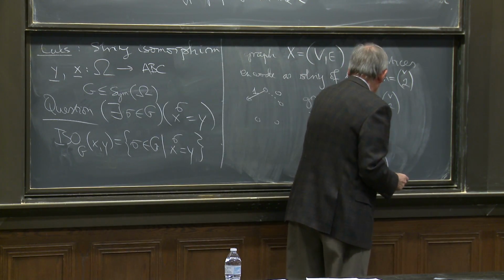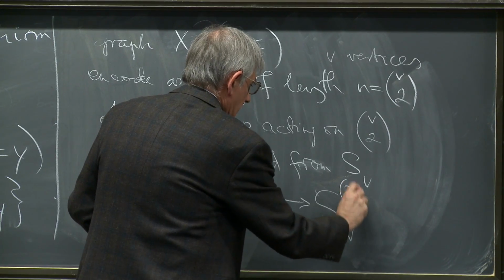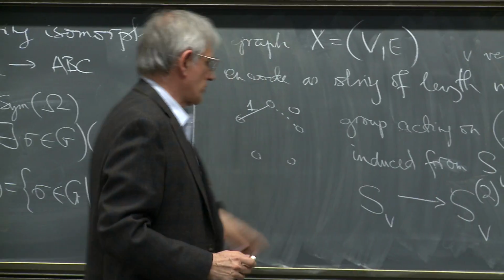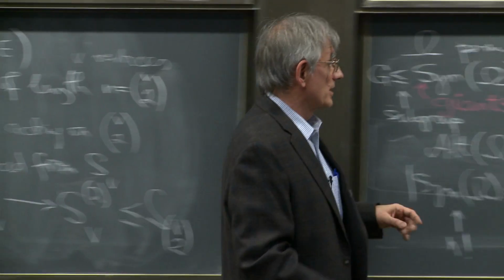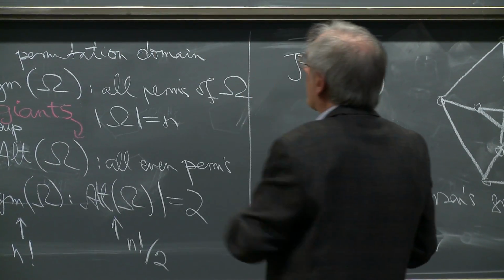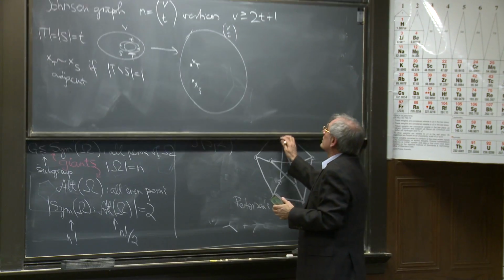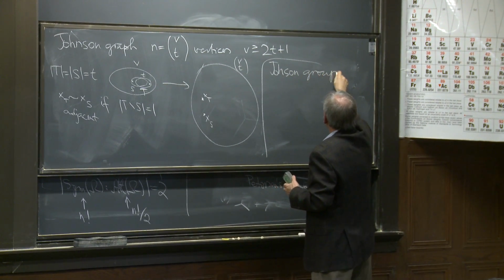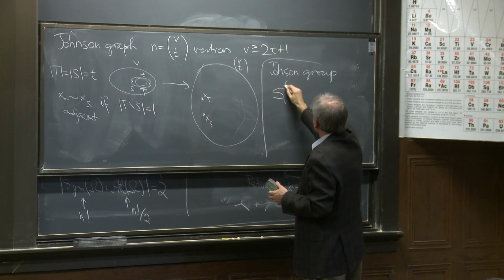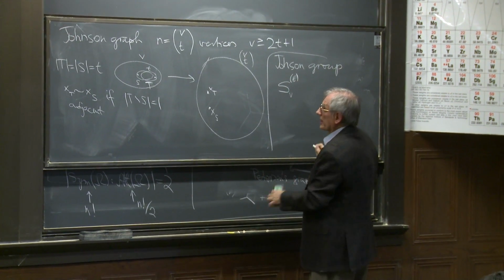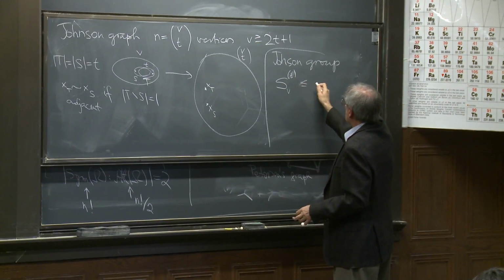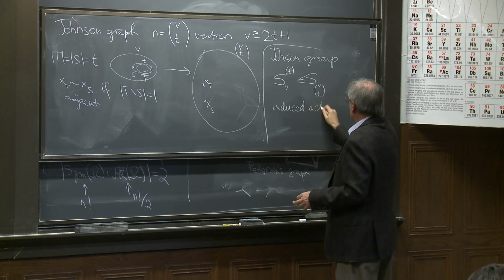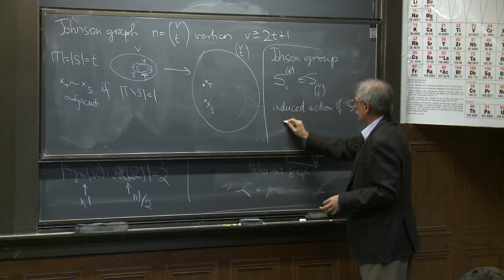Let me give a name to that group. S_V induced action on 2. Okay, so this is a subgroup of S sub V choose 2. So this is the induced action on pairs, and that of course should be familiar here, because that's exactly the automorphism group of a Johnson graph. And let me say it more generally. So a Johnson group S_V super T, okay, it's a subgroup of S sub V choose T. It is the induced action of S sub V on T-tuples.